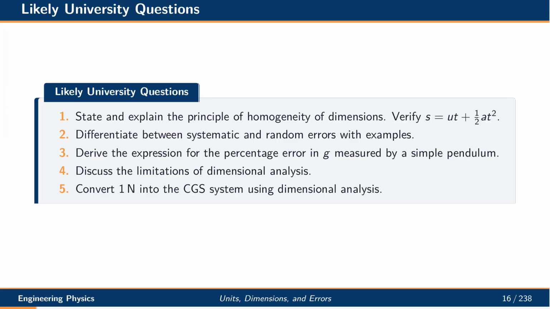Here are some likely university questions on this topic. You may be asked to state the principle of homogeneity of dimensions and verify a kinematic equation. You may need to differentiate systematic and random errors with examples. Another typical question is the derivation of percentage error in g from a simple pendulum. You should also be able to discuss the limitations of dimensional analysis and use it to convert units between the CGS and SI systems.